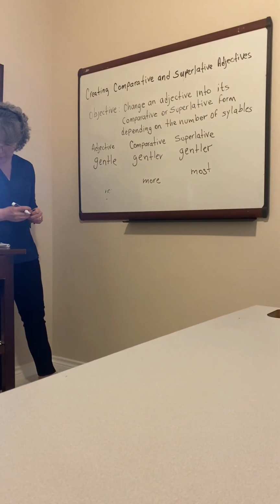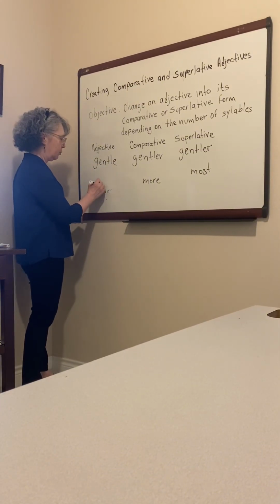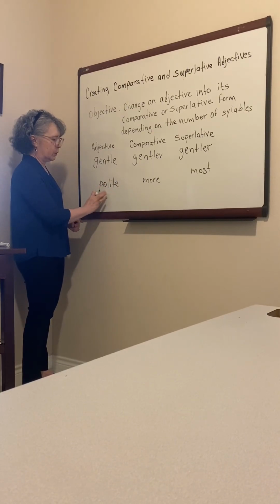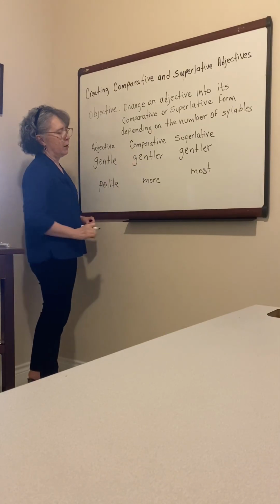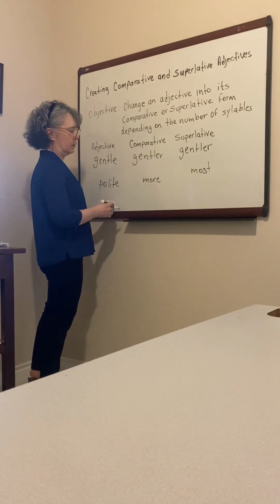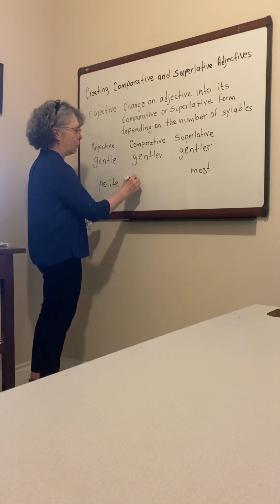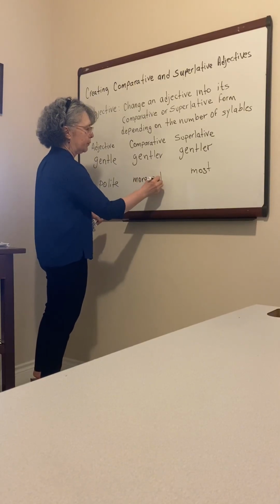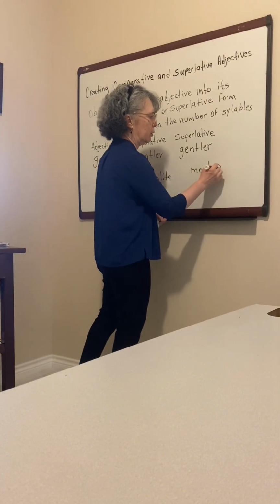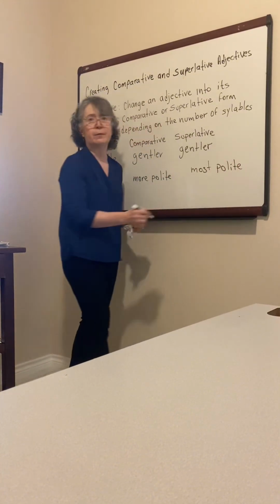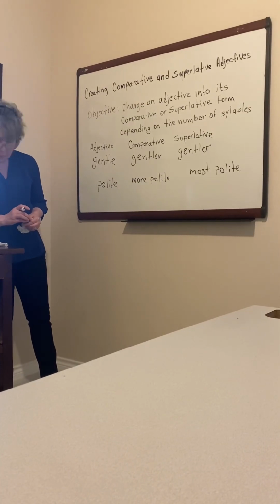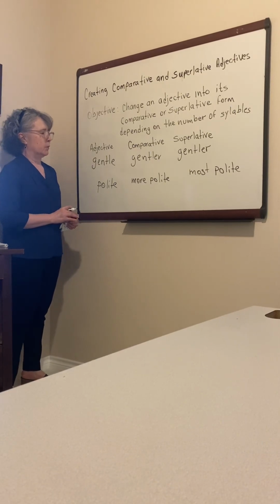Let me give you another example. For example, polite. Polite, two syllable word. So to form the comparative, we're gonna use more. We're not gonna add ER. So we're gonna say more polite. And here, most polite. Yes, did you get that? Yes. Okay. So that is with two syllable words.